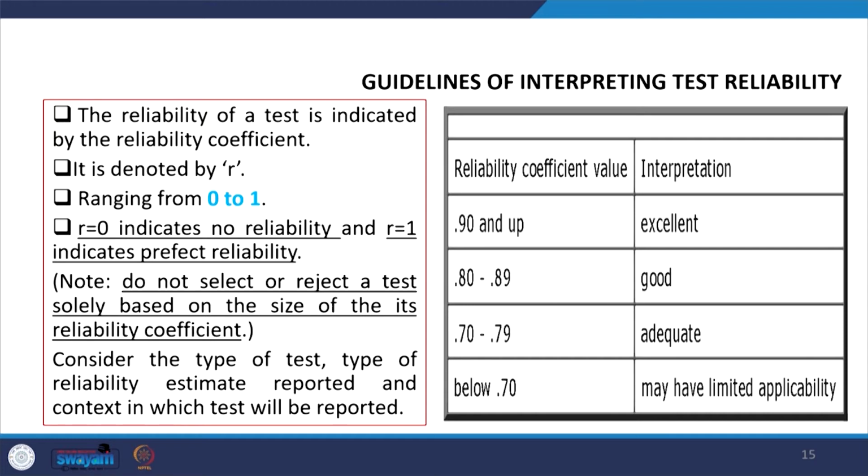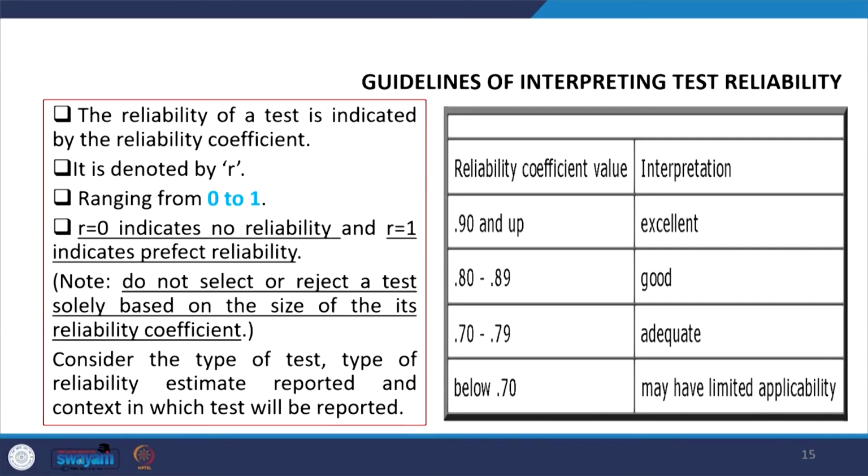So, the reliability of a test is indicated by the reliability coefficient. It is denoted by R. This ranges from 0 to 1. 0 stands for no reliability and 1 stands for the best reliability, that is, R equal to 1 indicates perfect reliability.